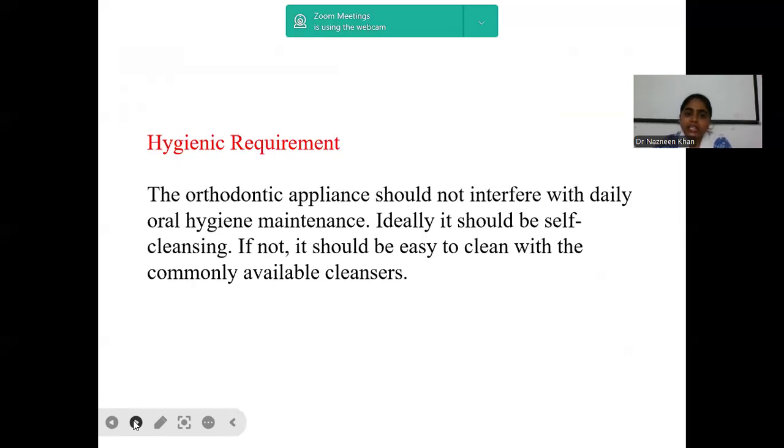The next is the hygienic requirement. The orthodontic appliance should not interfere with the daily oral hygiene maintenance. Ideally, it should be self-cleaning. If not, it should be easy to clean with the common available cleanser.